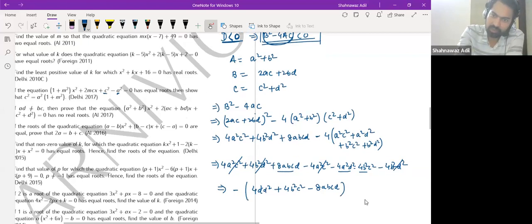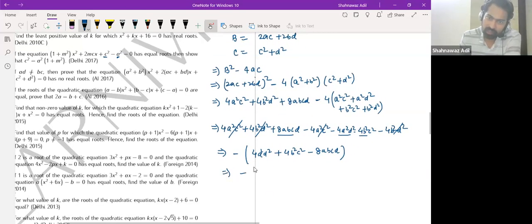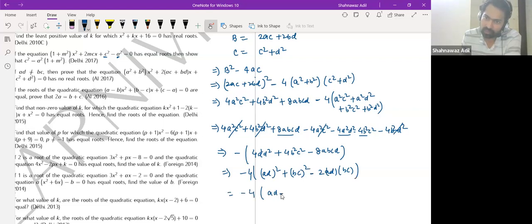So then this would be out. So this is minus, I can write this as 2AD whole square, right? Or I can take 4 also common. So let us take 4 common. So minus 4 is common, and then this is AD square plus BC square minus 2AD into BC. This is what you guys are getting: AD minus BC, the whole square.